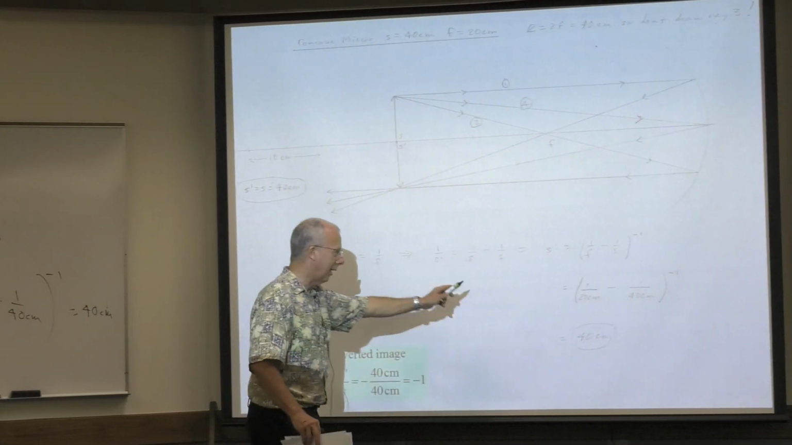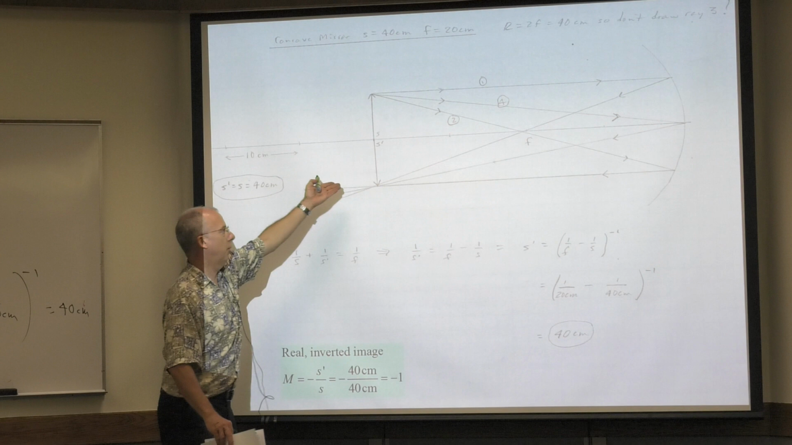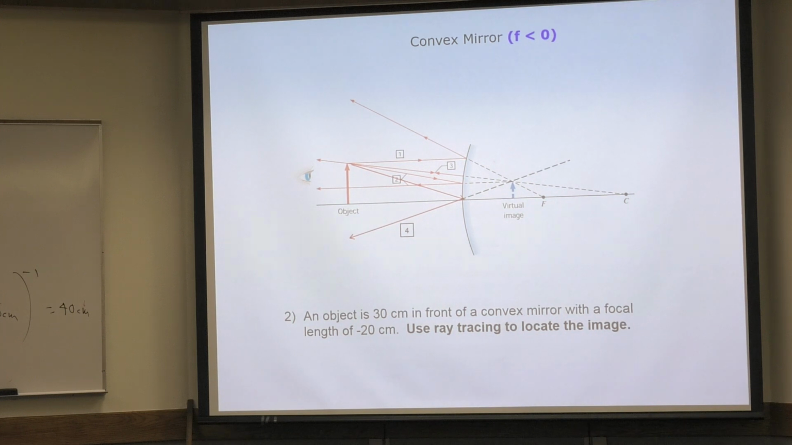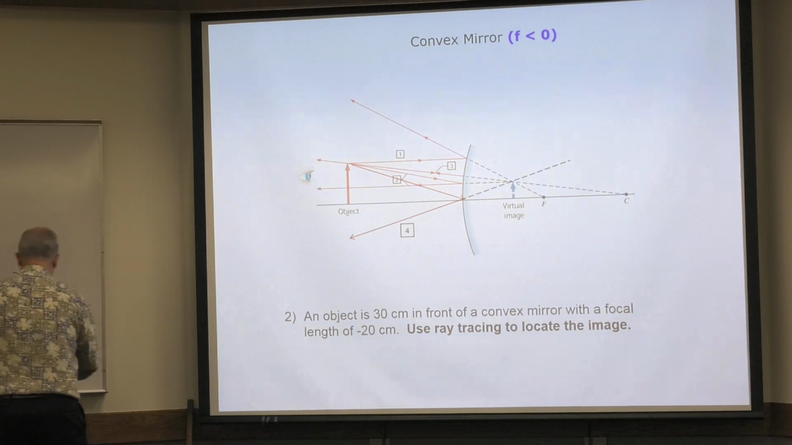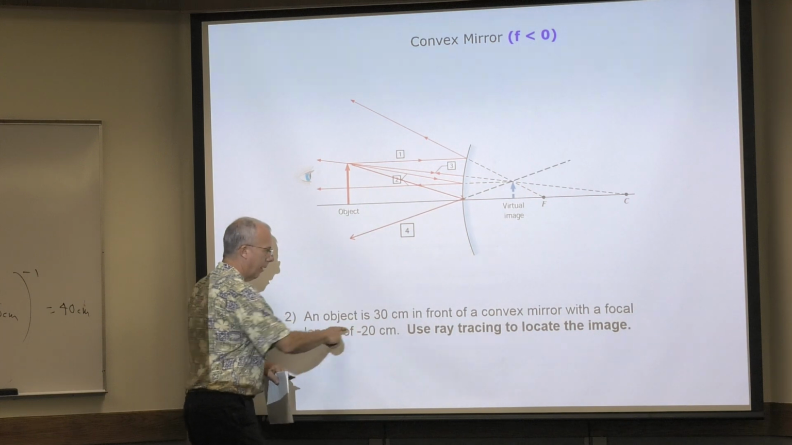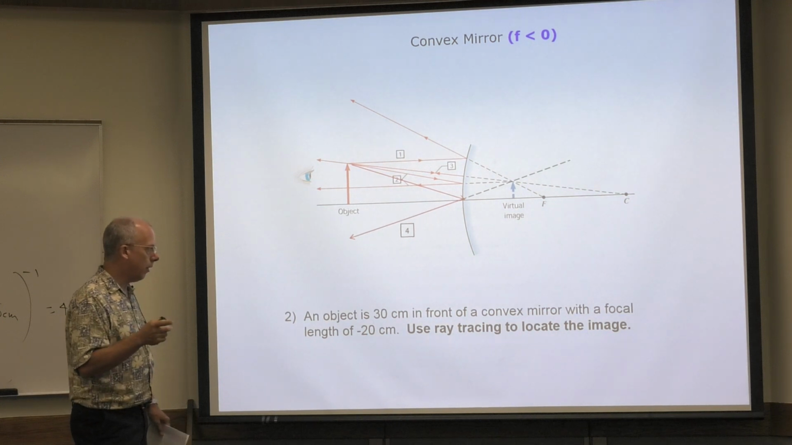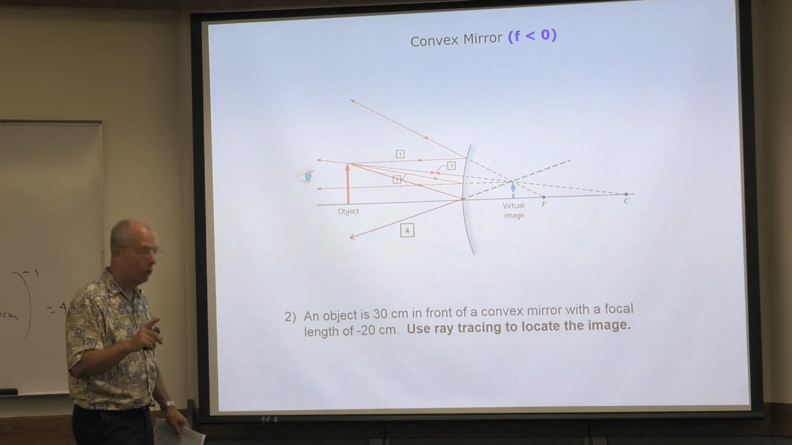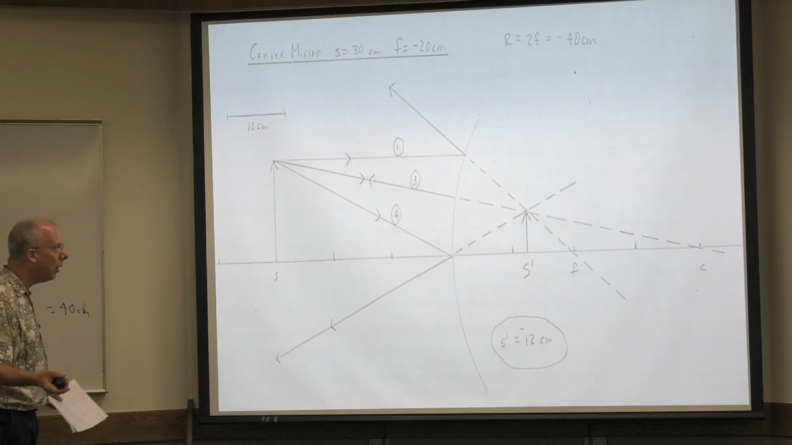And the magnification is minus S prime over S, so it's -1, which you already know that. Okay, let's do another one. I mean, we got to do a convex, right? So let's do the convex. And notice there's a minus sign. But again, just to warn you, they might say it's in front of a convex mirror with a focal length with magnitude 20. So you have to put in that minus sign. It's kind of rotten, but they do it, you know?